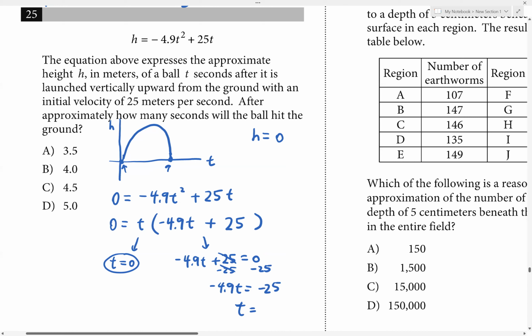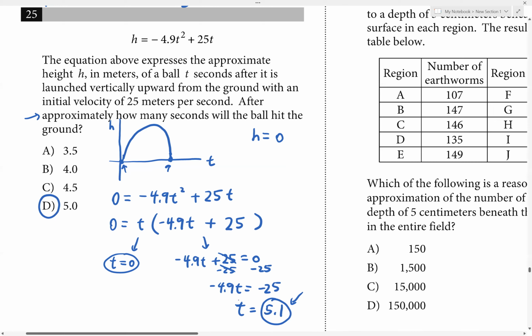We get approximately 5.1, so t is approximately positive 5.1. So it had to be either 0 or 5.1, but here they're looking for the time when the ball hits the ground again. So we're talking about this number, which should be 5.1. The closest one will be 5 seconds. So D will be our final answer for this one.